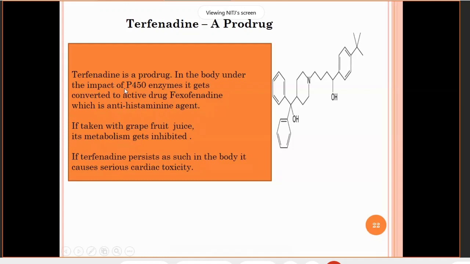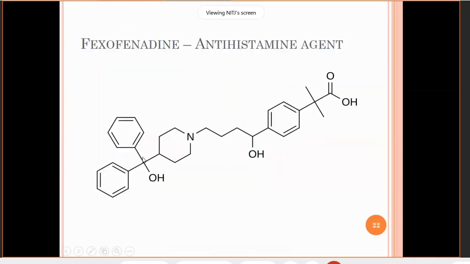Once the activity of P450 enzymes is lowered, the terfenadine metabolization will be lowered. But the problem here is, if the concentration of terfenadine persists in the blood, it causes a lot of cardiac toxicity. That's the main problem. If the terfenadine doesn't get converted into fexofenadine, it will cause cardiac problems. Heart problems will start. That's the main problem with such a system. And this is fexofenadine, which is the antihistaminic agent.